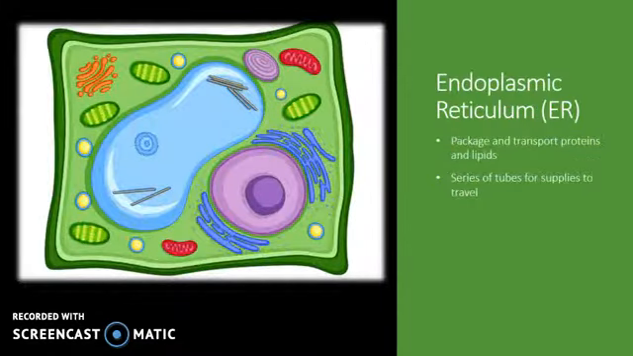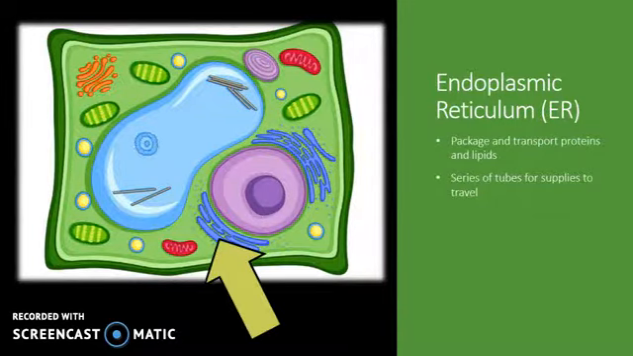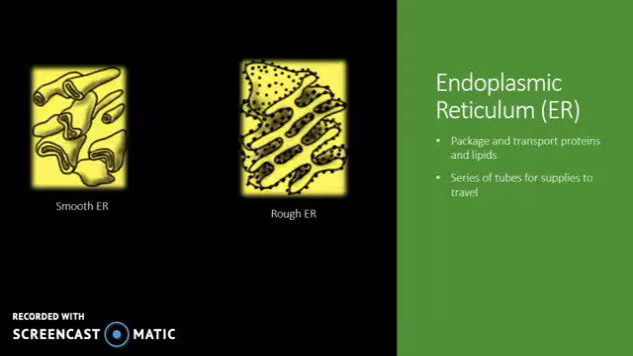Next, our endoplasmic reticulum. This packages and transports proteins and lipids. It's a series of tubes for supplies to travel through. There are two different kinds of endoplasmic reticulum. The first is the smooth ER. This produces lipids, and the rough ER, which produces proteins, and then both of these transport the lipids and proteins to where they need to be.